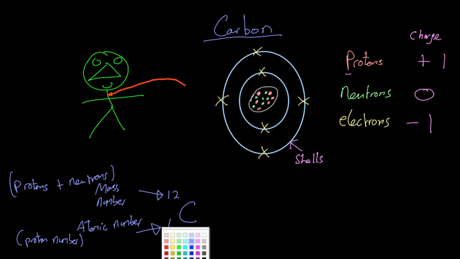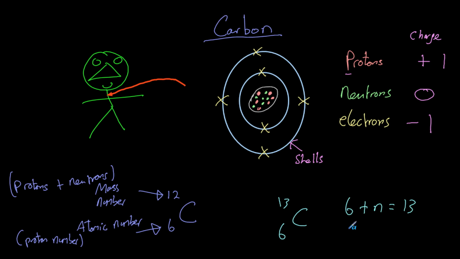I could actually have a different version of carbon, do it in a lighter colour. It would still have 6 protons. It could have a mass number of 13. And that means that 6 protons plus your number of neutrons is 13. 13 take away 6 will give you 7. So the number of neutrons in this case would be 7. And so the number of neutrons in an atom can actually vary without changing the substance itself.